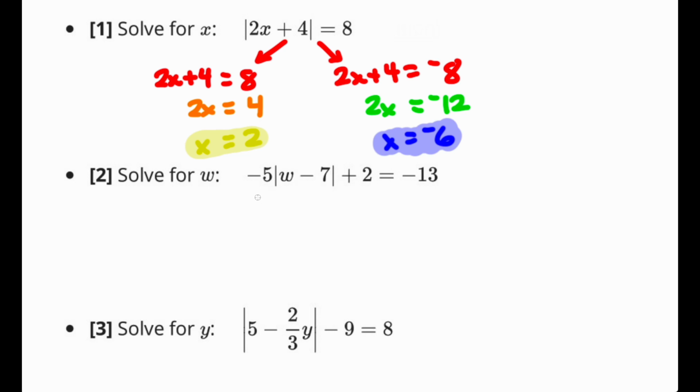First thing I'm going to do on this is, if you notice, it's got an absolute value bar right here, around that W minus 7. But there's this other stuff. There's that plus 2 and that negative 5. When a problem is set up like this and it's got extra stuff, not just the absolute value bar isolated by itself like number 1, you're basically going to want to get that left side to look more like how number 1 started, where it's just an absolute value bar isolated by itself. So that's actually what we're going to do for number 2 here.